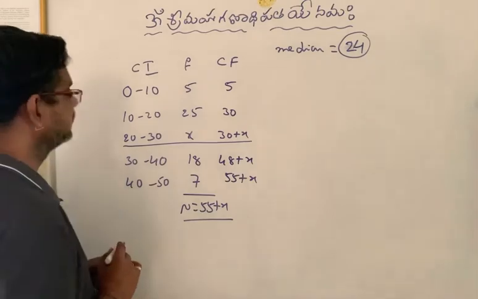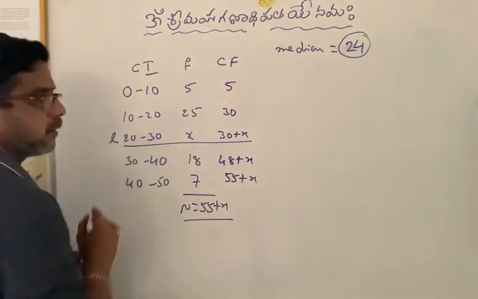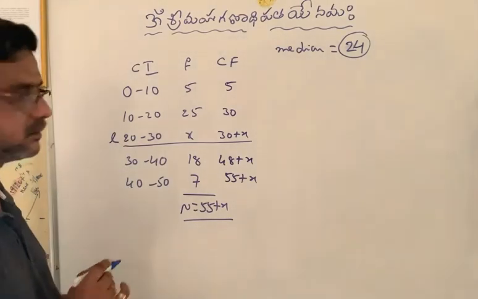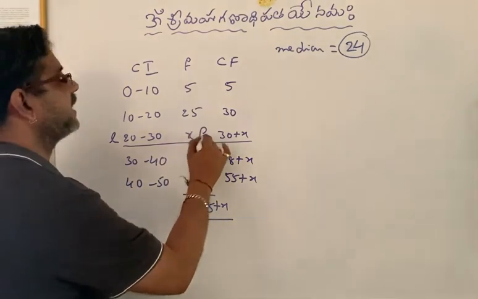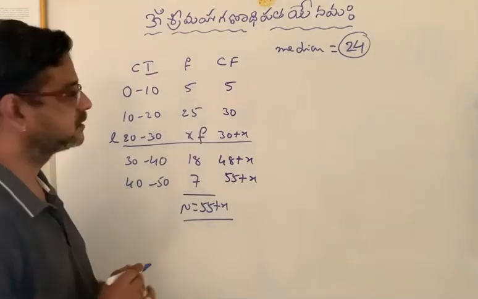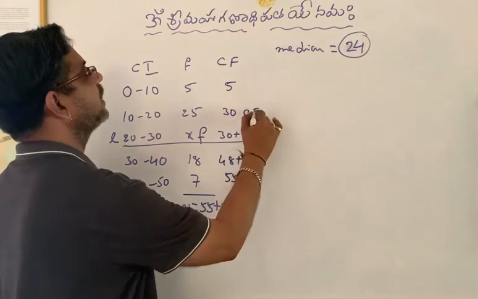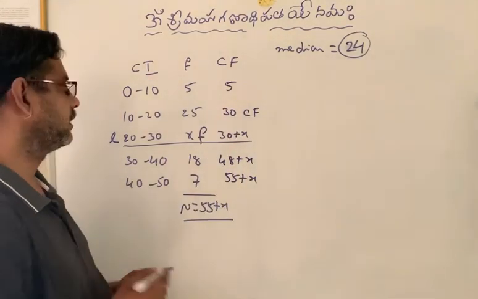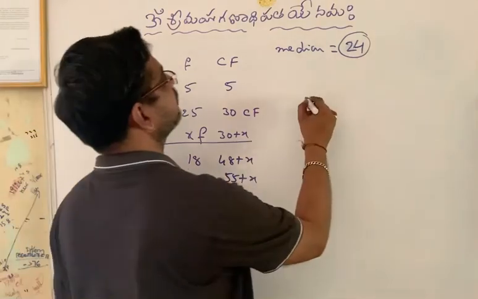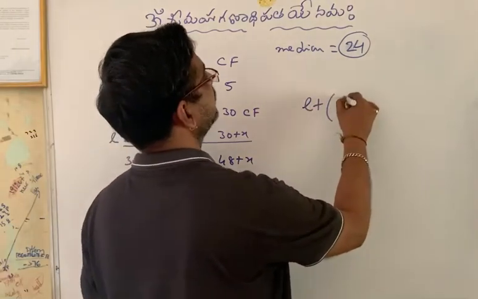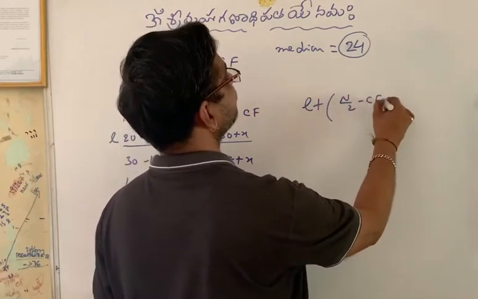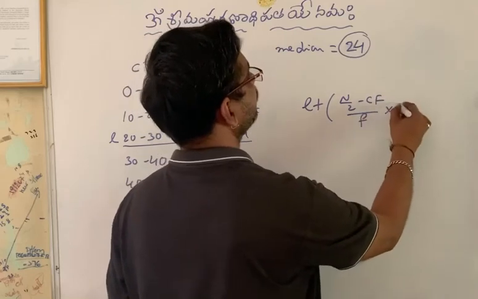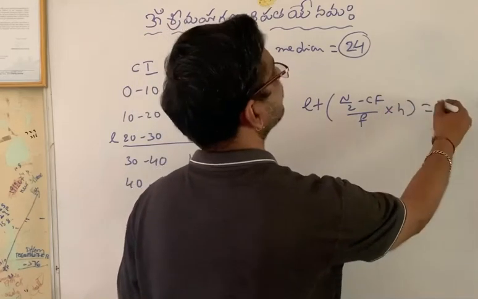20 is called the lower boundary of the median class. x is called the frequency of the median class, and 30 is called the cumulative frequency of the median class. Now, we know the median formula, L plus (n by 2 minus cf) by f into h, which is given as 24.